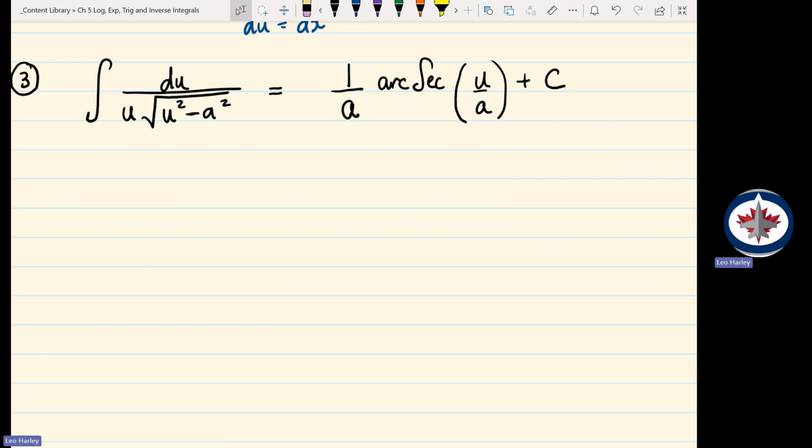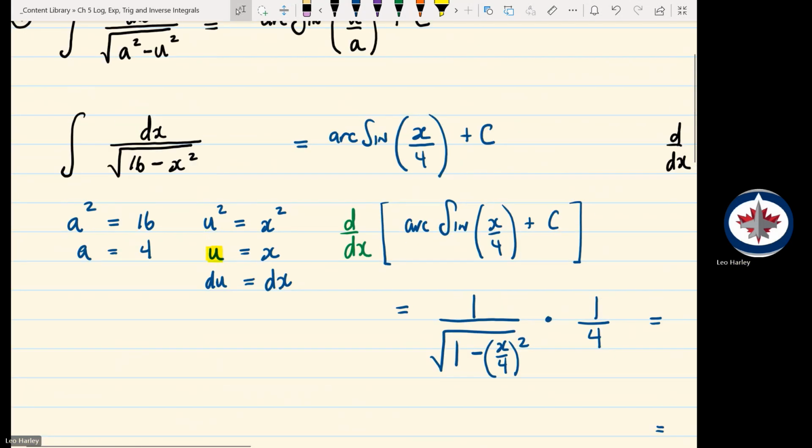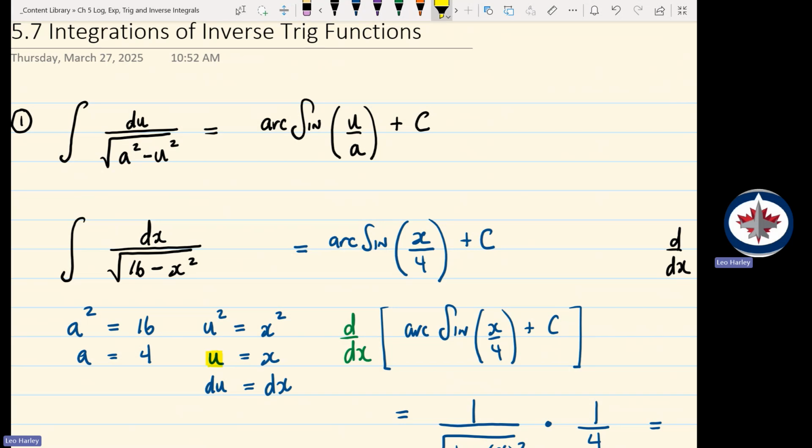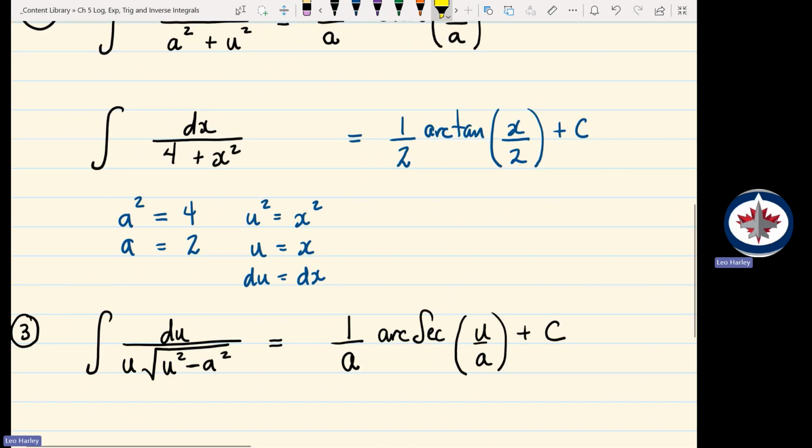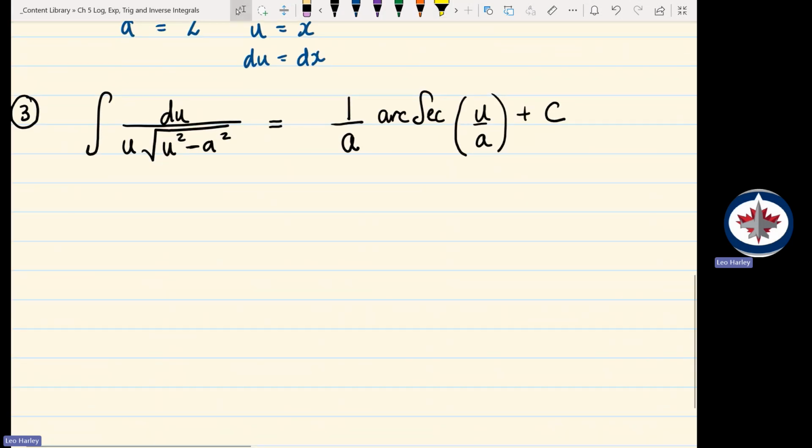When you do arcsine, it's always the constant squared minus the function squared. When you do arcsecant, it's always the function squared minus the constant squared. That order will dictate which one that you will use.